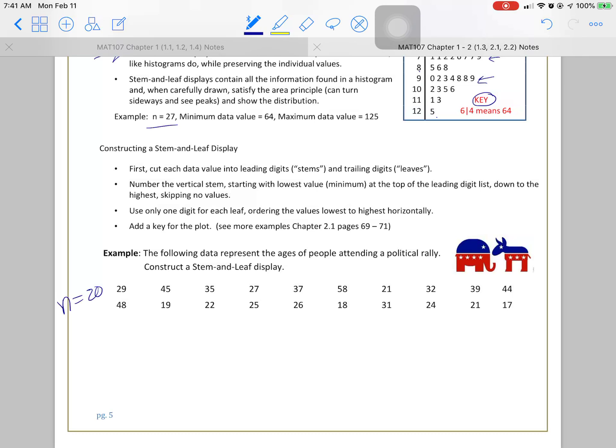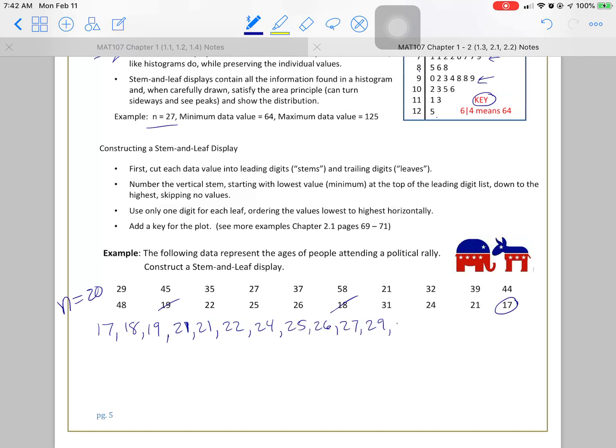I kind of go through and try to find a minimum first. 17's the minimum. And then as I use them, I cross them out. So 17, 18, 19, so and so forth. So I'm going to just write them all down. So 17, 18, 19, 21. There's two 21s. You need these. You need each and every data point, even if it's the same. Remember, frequency says it's been repeated, so we need to know when it's been repeated.